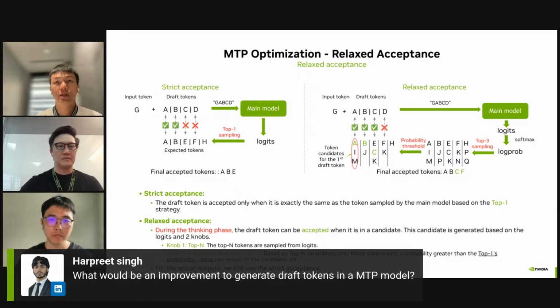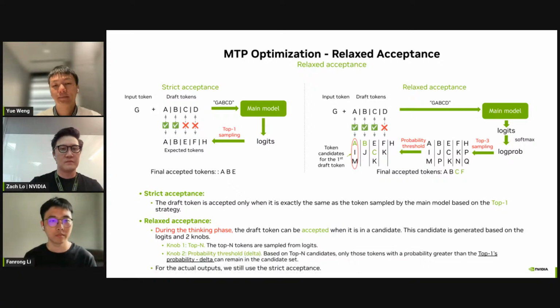The MTP Eagle may have a slightly better acceptance rate compared to MTP vanilla, but most of the time they are close. And that's my answer. Sorry.